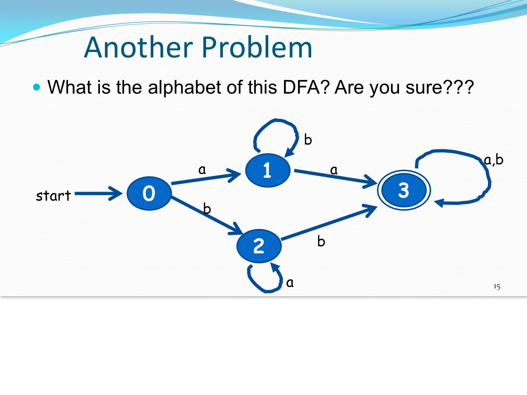Here's another problem. What is the alphabet of this DFA? Are you sure? Well, the alphabet of a DFA, if I tell you it's a DFA, it's pretty simple, right? If I tell you it's a DFA, then you just need to look at any one state and see what are the out arrows from that state. So we have A going out, we have B going out, we're done. That's easy. So the alphabet of this DFA is simply the set containing the symbols A and B.